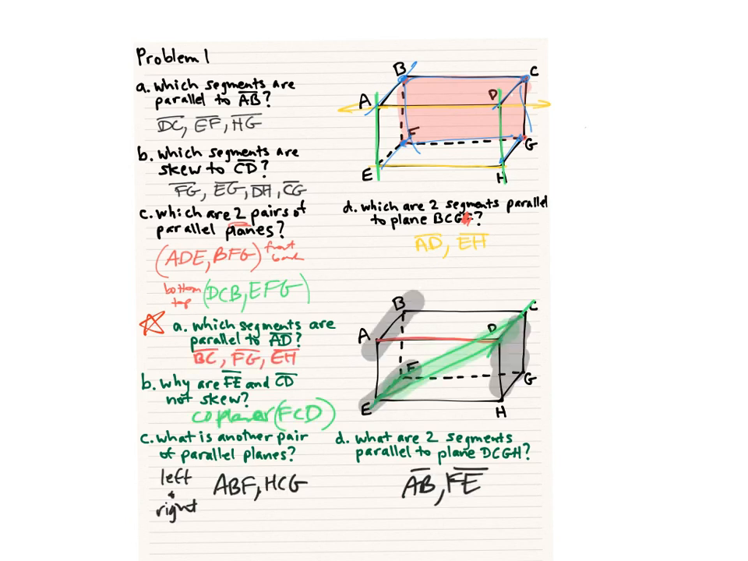Okay, so let's go over these. Which segments are parallel to AD? So AD is here, this red line here. So parallel would be BC and FG and EH. These 3 are all going the same way and they don't touch.